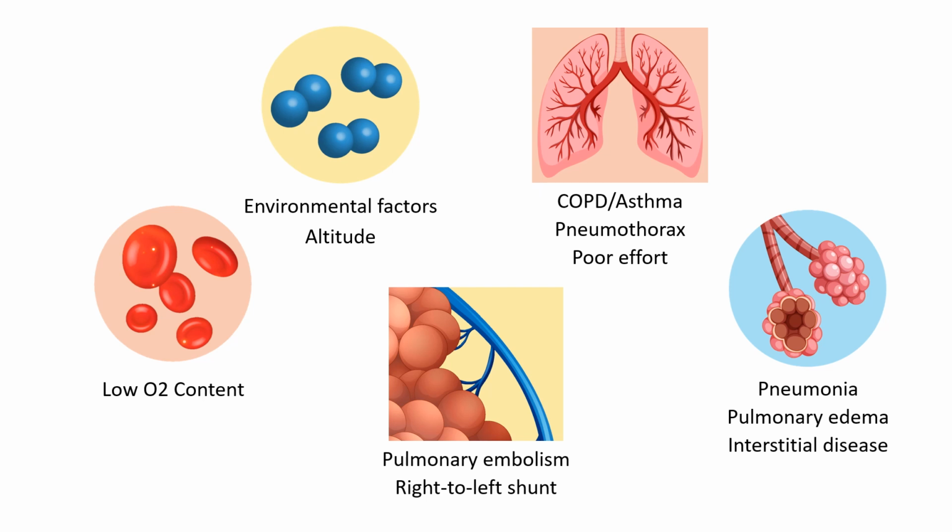Low oxygen content is the last category, and this refers to problems with the blood. So the most straightforward issue here would be something like anemia, where there's just not enough hemoglobin in the blood to carry high enough levels of oxygen out to tissues. But this also refers to weird and wonderful stuff. So there could be toxins like carbon monoxide or cyanide or methemoglobinemia, where the blood is just poisoned and it's not able to carry oxygen even if there was oxygen there.